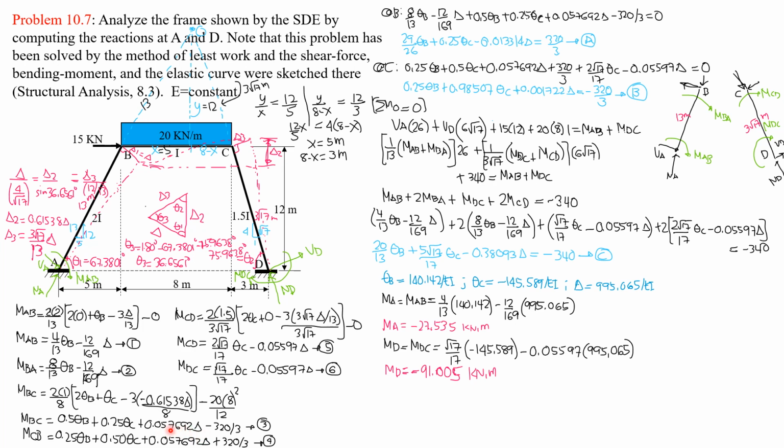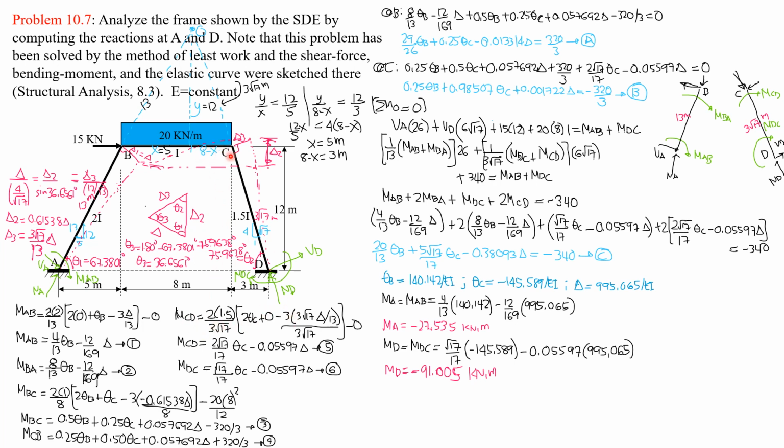Copy the term with delta. It will be the same. Then plus the fixed moment at C is positive since the loading is symmetrically applied on BC. So that's why we have the same value but positive 320 over 3. Call that equation 4. Then we apply equation for CD.